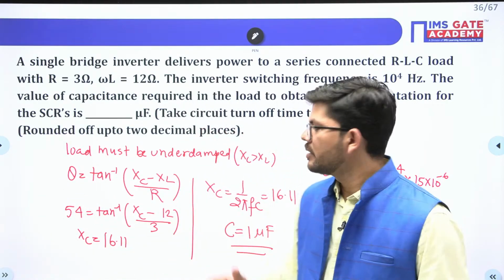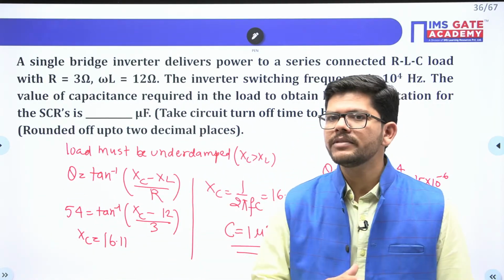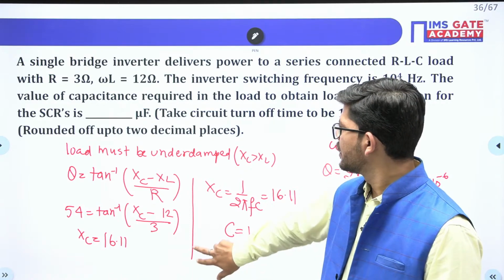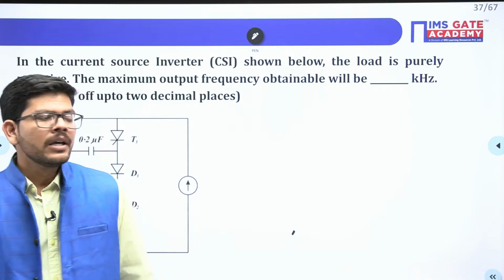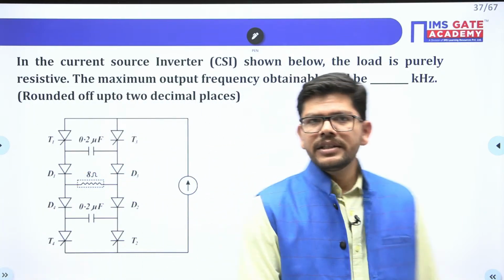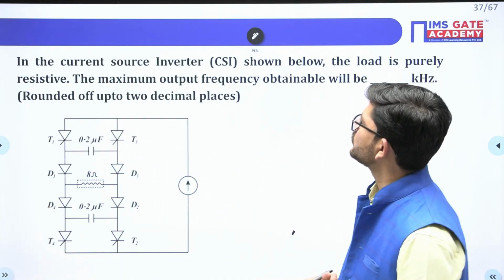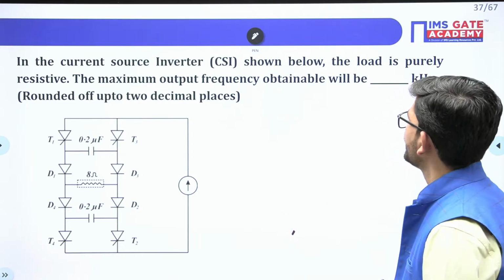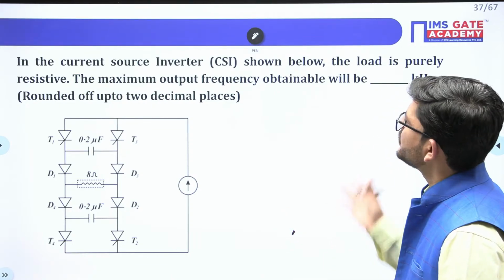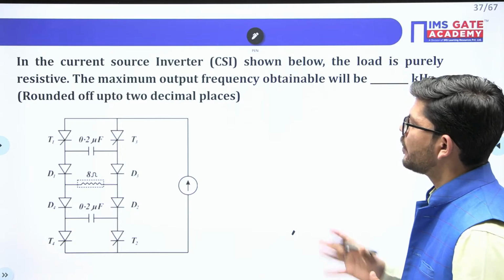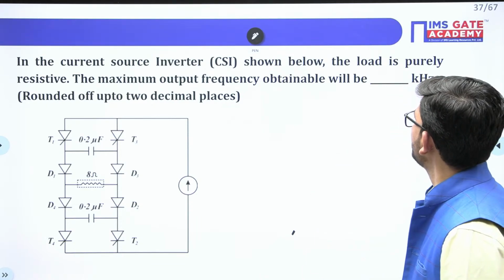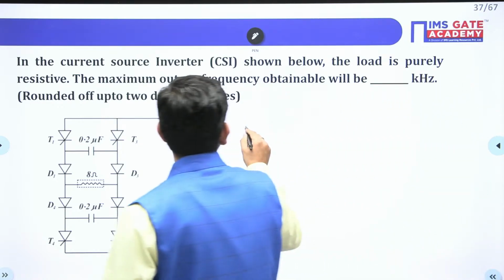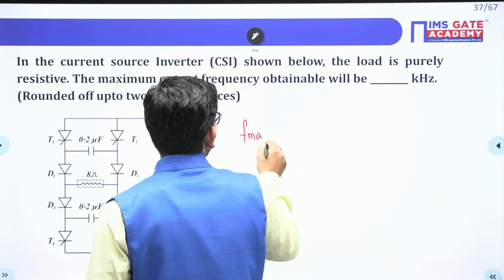Okay, so this is a very important problem, and I hope this is very clear to you. Now moving towards the next problem. What has been asked in this question is, in the current source inverter CSI shown below, the load is purely resistive. We have a purely resistive load. The maximum output frequency obtainable will be, we have to calculate what will be the F max.